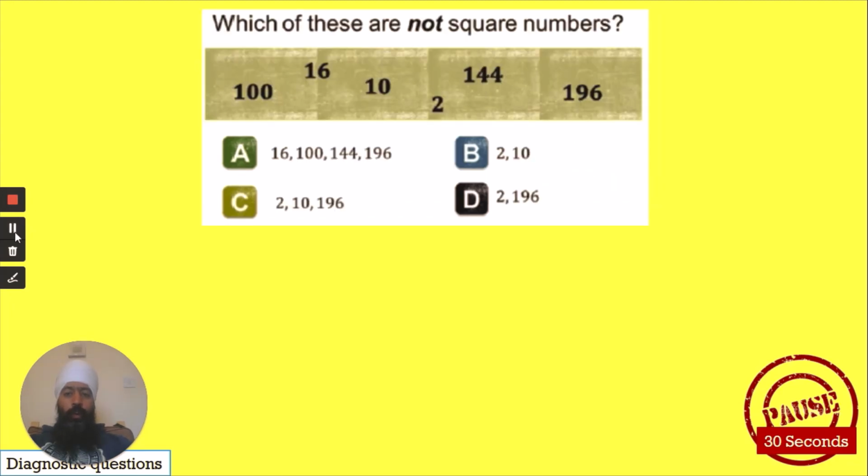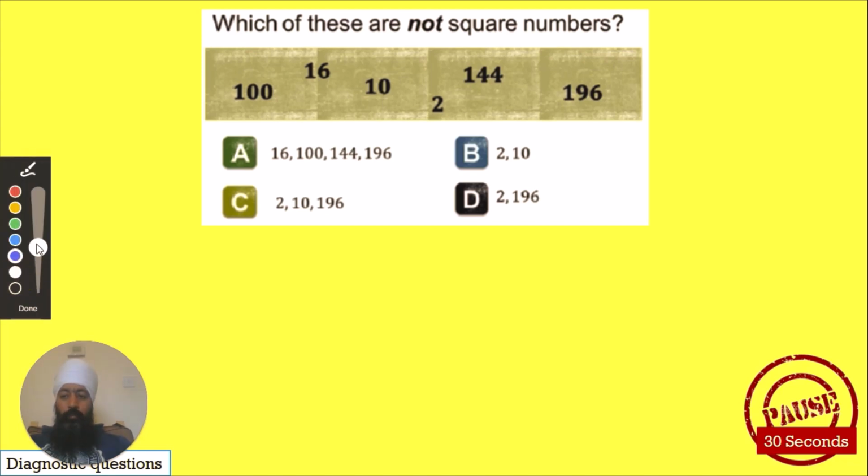Right, brilliant. So your next question is, which of these are not square numbers? There are 6 numbers here. Which of these are not square numbers? A, B, C or D? Press pause, give yourselves 30 seconds and then we'll go for the answer.